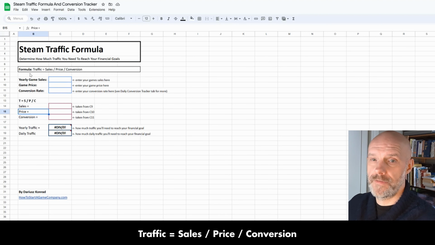So let me plug in this information, right? Well, let me keep going here. And then the conversion is basically, say 100 people visit your Steam page and one person downloads or wishlists your game, then you have a 1% conversion rate, right? So out of 100, how many people bought or wishlisted your game is your conversion rate. So basically 1 divided by 100 equals 1% conversion rate.